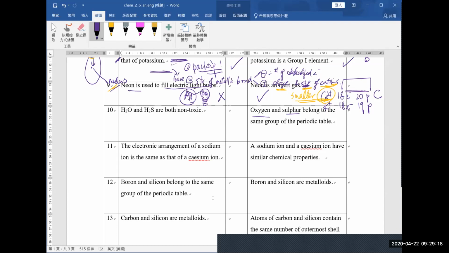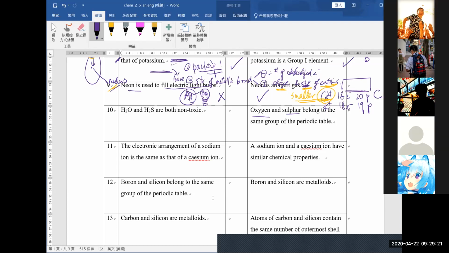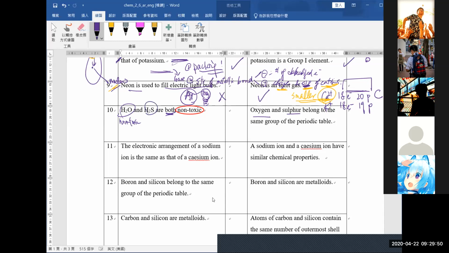B, correct. Is it correct? Water is non-toxic. You agree, right? How about H2S? What is that? Hydrogen sulfide. Hydrogen sulfide is non-toxic. Agree? Both, right? Can you see the word both? Water is non-toxic. Hydrogen sulfide, sorry, is toxic. Oxygen and sulfur belong to the same group of the periodic table. Is the answer C?